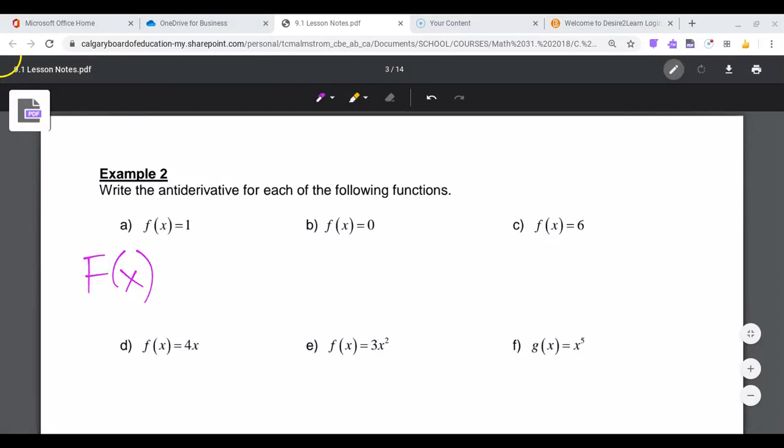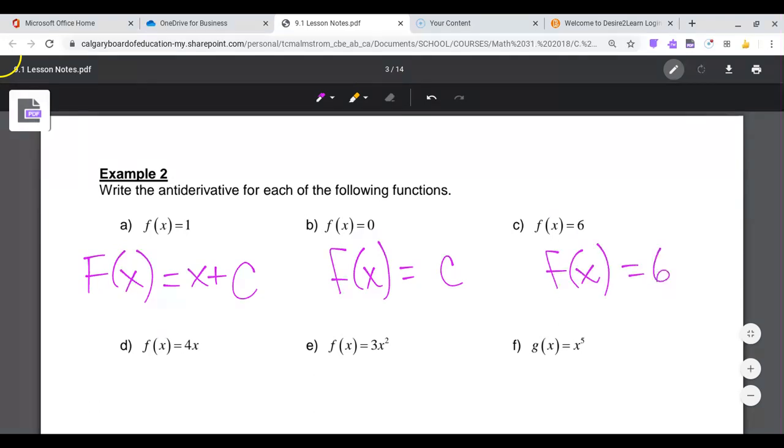Okay, let's see how it went. So the antiderivative of 1 would have been x plus c. The antiderivative, or the integral of 0, would have just been a constant. If we had 6, it would have been 6x plus c. And then let's try the next row.